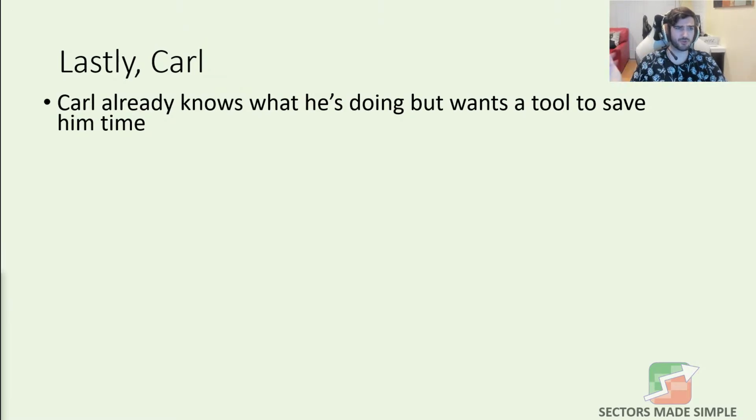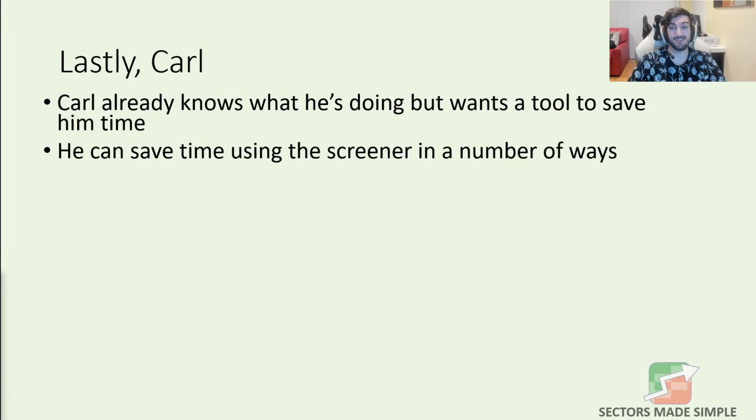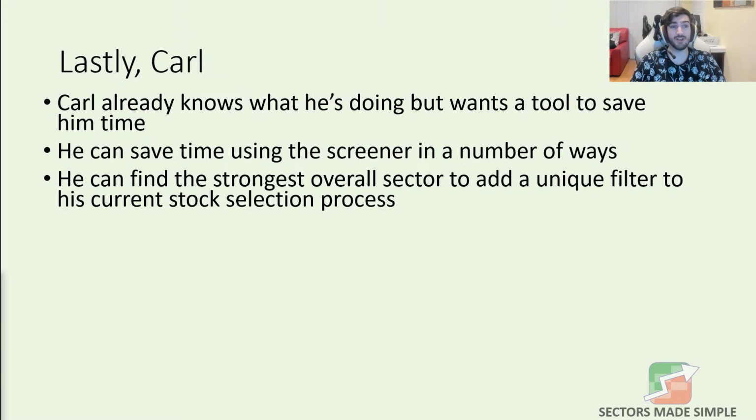He might already have subscriptions to other charting websites and other stock screeners, and he's just trying to slim down how many subscriptions he has. In addition to the matrix, custom matrices, and backtesting and all that, he gets the S&P 500 screener, which can save him time in a number of ways. First, much like Mary and Juan, he can find the strongest overall sector and then add this as a unique filter to his current stock selection process.